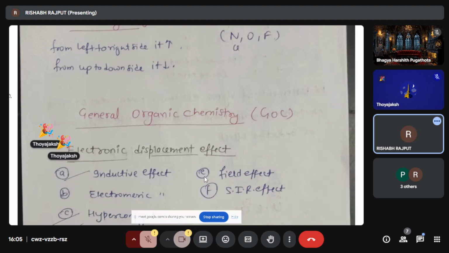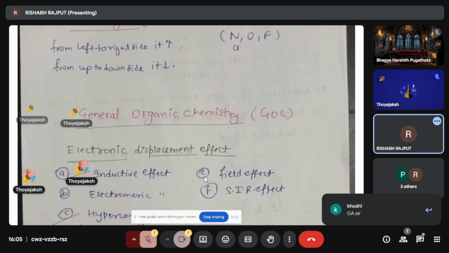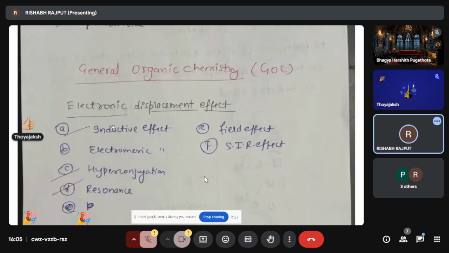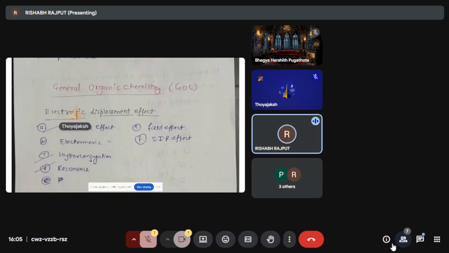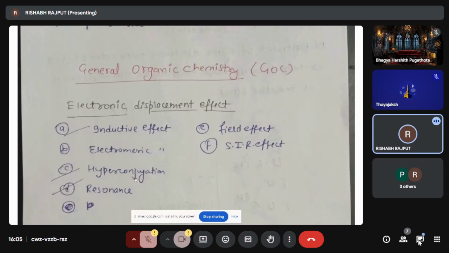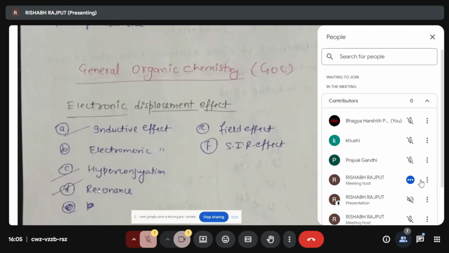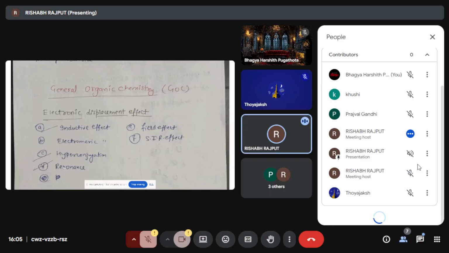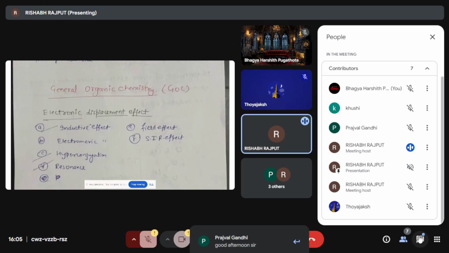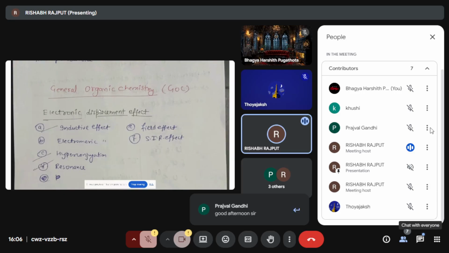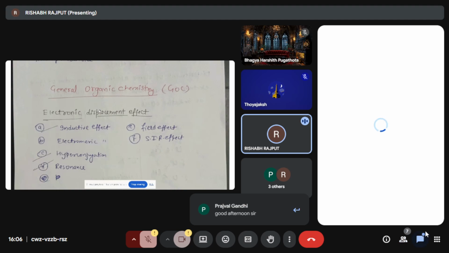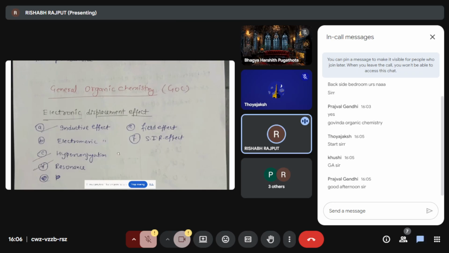General organic chemistry. Good afternoon. See, general organic chemistry, I'm now starting. In GOC, three topics are very important. One is the inductive effect, second is resonance, and third is hyperconjugation. Electromeric effect is also important, but mainly these three things are very important. Some other parts are also very important, I will tell you later in the class. So today I will start the inductive effect.